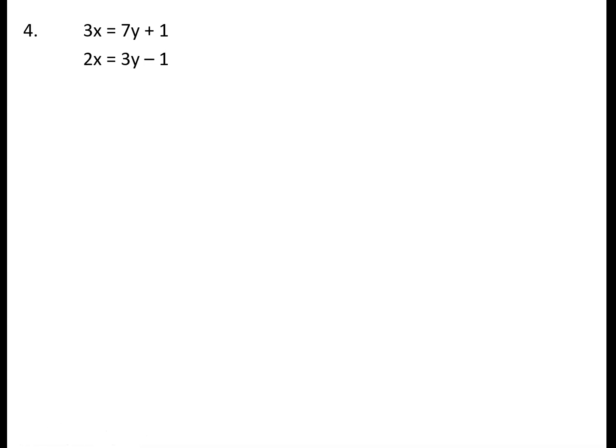When we start, we do want x and y on the same side, constant on the other side. Same way we would want them to be if we were solving by the addition method. So here I'm going to leave the 3x on the left. 3x, we're going to subtract the 7y, and we'll leave the 1 on the right. And then here we've got 2x, we'll subtract the 3y, and then it'll be a negative 1 on the right.